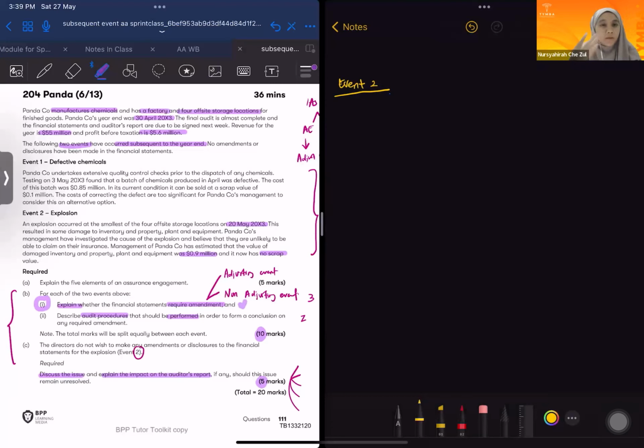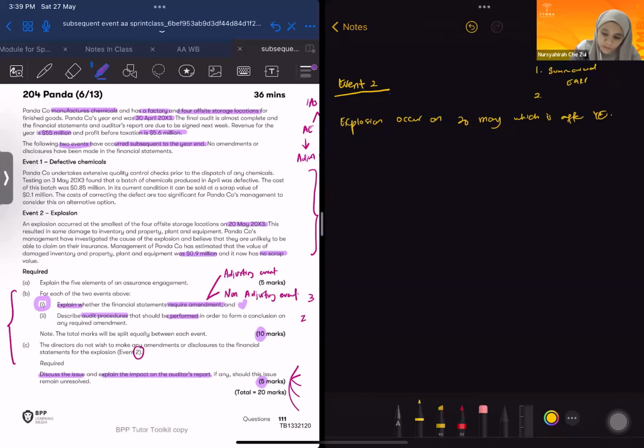So first, we need to have some introduction. So we can say something like explosion, and this is like a summarization. Step 1, summarize the events after the reporting period. So the explosion occurred on 20 May, which is after year end.